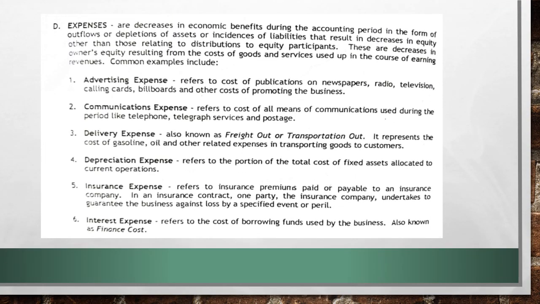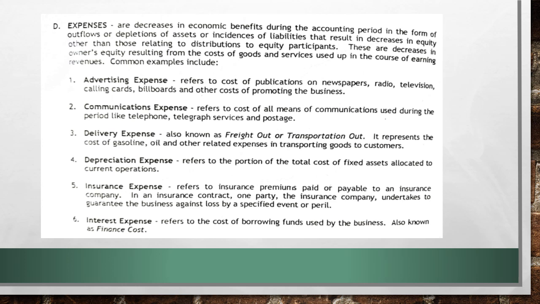The last element of accounting presented in the income statement are the expenses, which are decreases in economic benefits. So these are our outflows of resources. Common examples are advertising expense, for publications in newspapers. Communication expense for all the means of communication. Delivery expense, which we call freight out or transportation out, represents the cost of gasoline, oil, and other related expenses in transporting goods to customers.